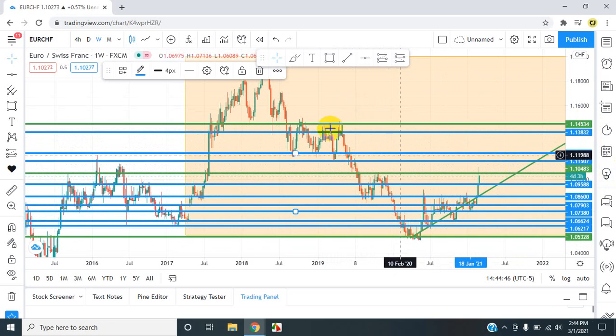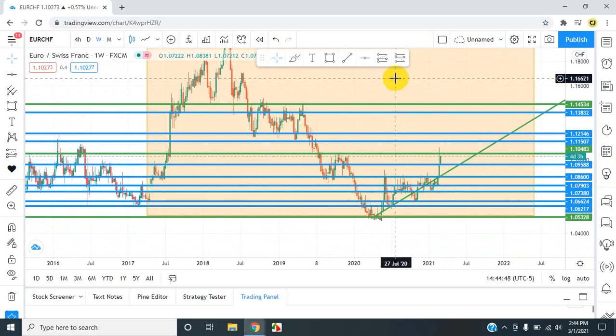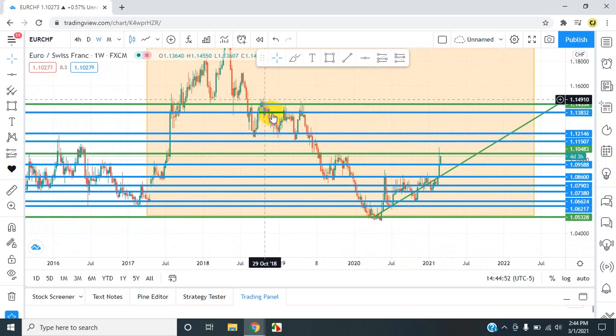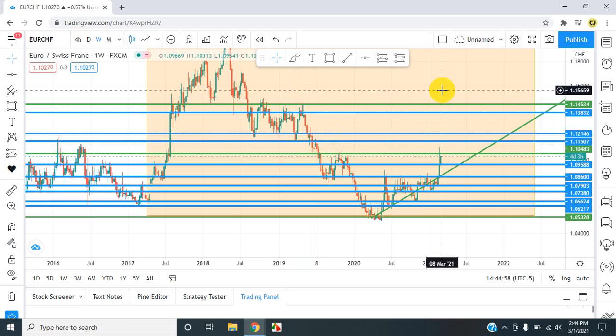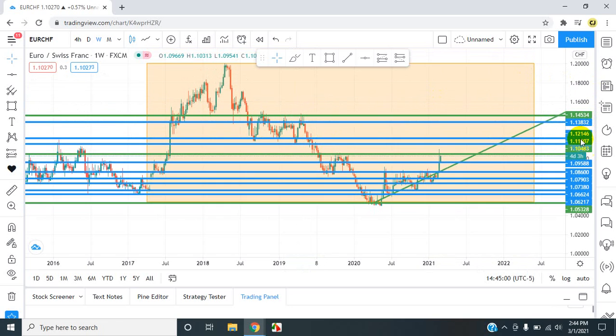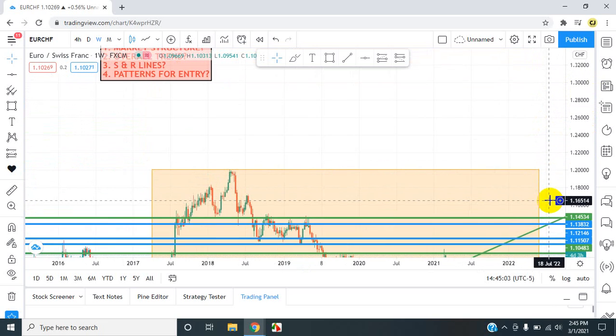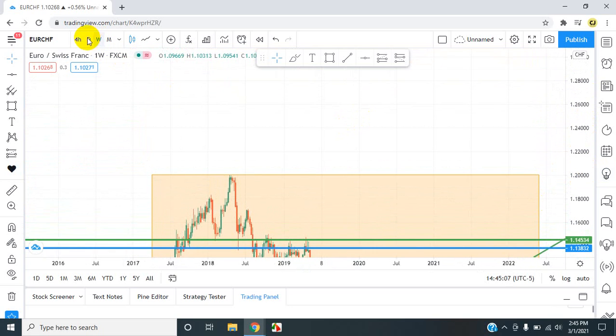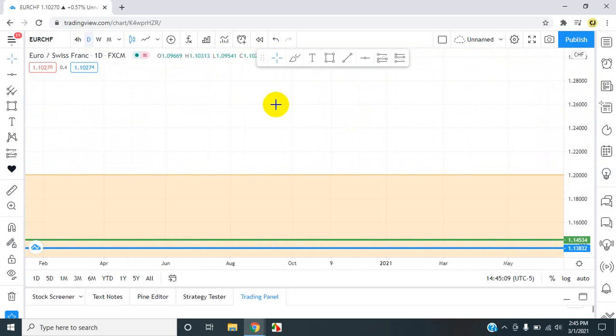If we zoom in, it looks a lot cleaner. So everything is just bouncing up, all these wicks. It's hitting our SR lines, coming back down, hitting SR lines and coming back up. And if we go down the time frame, we will be identifying patterns for entry. Let's go to the daily time frame. Let's see what we see.